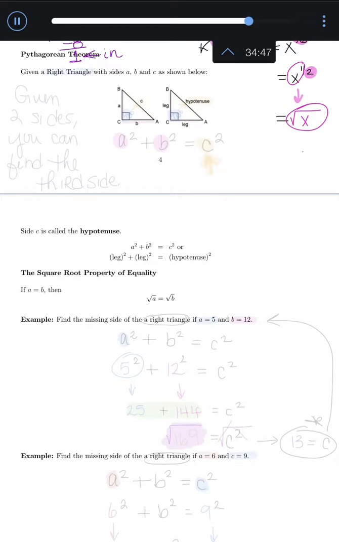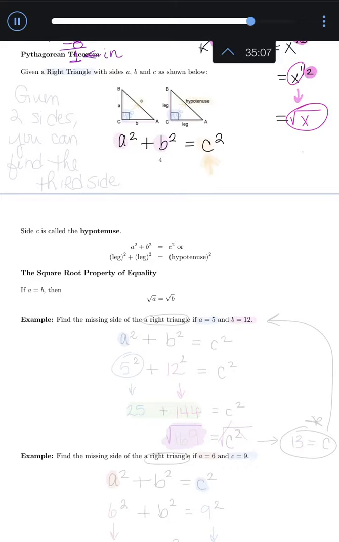is looking at right triangles. And really the only thing we'll ever do with right triangles is what's called the Pythagorean theorem. Most people know the Pythagorean theorem but don't know what it actually is. Most people know it's a squared plus b squared equals c squared.